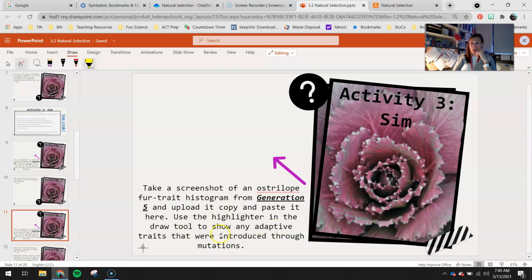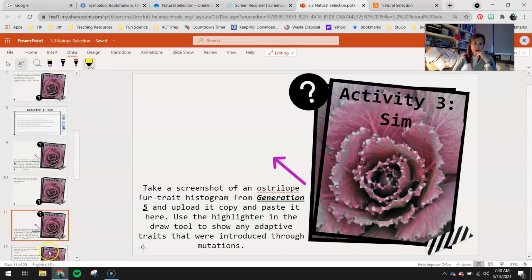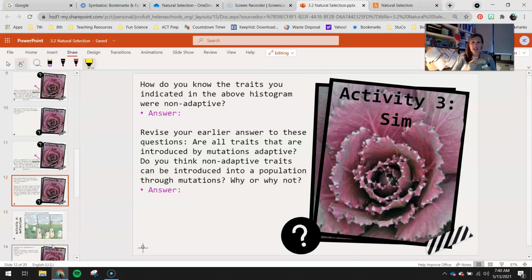So same thing, make sure you guys use that highlighter in the draw tool and highlight the bars that show any adaptive traits that came from a mutation. Okay, so that would be generation 5. So you guys have a 50 and a 5 that you're looking at right there. Then answer these questions. How do you know the traits you indicated in the above histogram were non-adaptive?